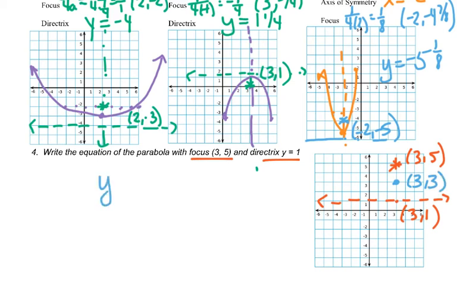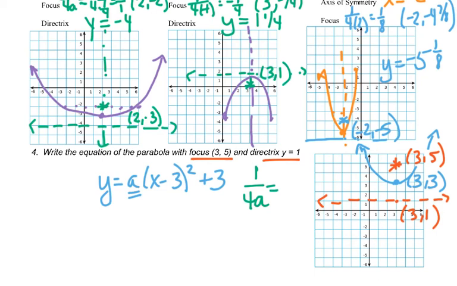So if the vertex is 3, 3, I have (x minus 3) squared plus 3, right? And then it's something like this. But I don't really know the a yet, so I probably shouldn't have drawn it. I don't know how wide or narrow it is. How do I figure that out? What's my formula? 1 over 4a is the distance from the vertex to the focus. What's the distance from 3, 3 to 3, 5? Right, it's 2. And if I cross multiply, I get 1/8.